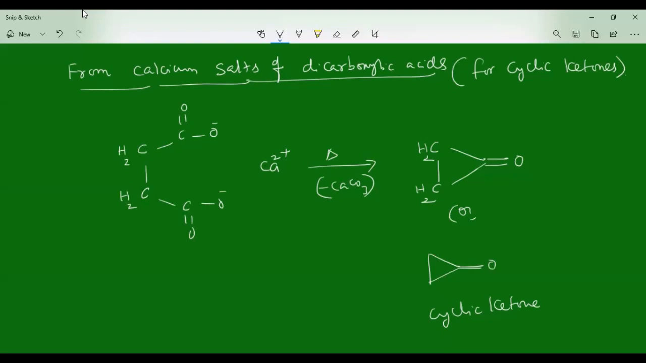Next, we are going to talk about the hydroboration method. The next method is the hydroboration method, an oxidation method of alkynes. The method is called hydroboration oxidation of alkynes.